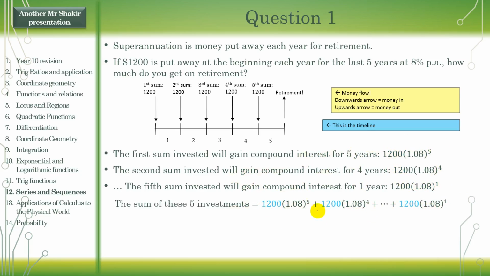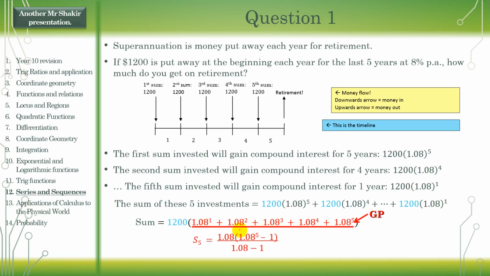And we can spot that they each have 1,200 in common. So let's factorize that. We factorize the 1,200 out, and now we have 1.08 to the power of 1 plus 1.08 to the power of 2, and so on. And that is a GP. I'm sure you can recognize, right? That's a series. Sum of a geometric progression, sum of a geometric series, right? With a equal to 1.08 and r equal to 1.08. So a(r^n - 1) over r - 1, the formula that we've done for geometric series.